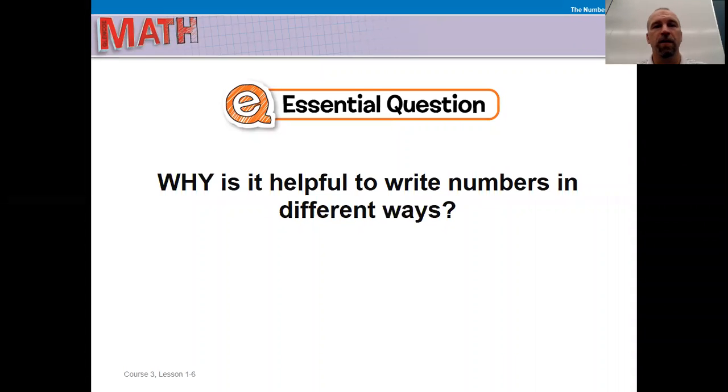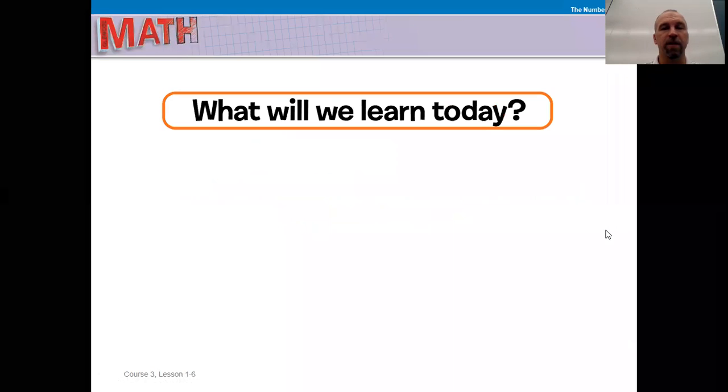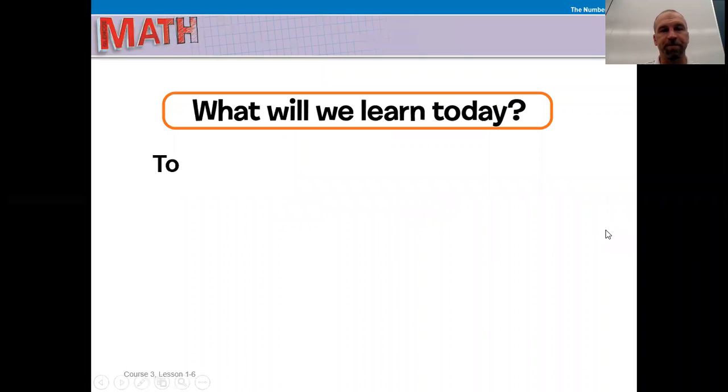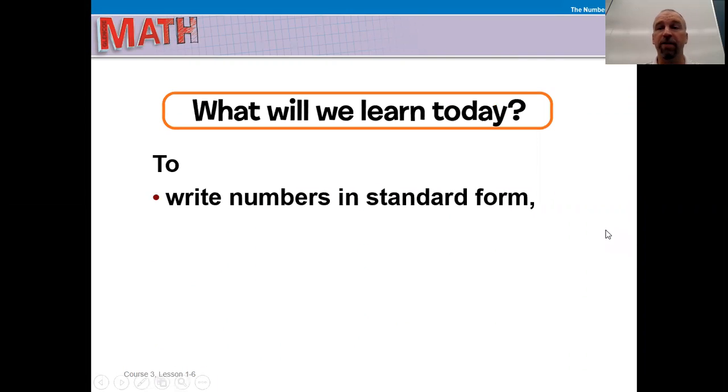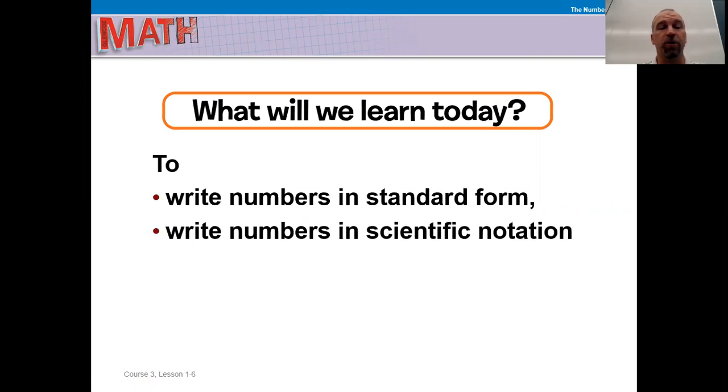Hello, everyone. Today we're going to talk about another way to write numbers in different ways and see how they compare to each other. And today we're going to talk specifically about scientific notation. We're going to write numbers in standard form or regular form, some would call it. And we're going to take those numbers and rewrite them in scientific notation or vice versa. We're going to transfer numbers between standard form and scientific notation back and forth.